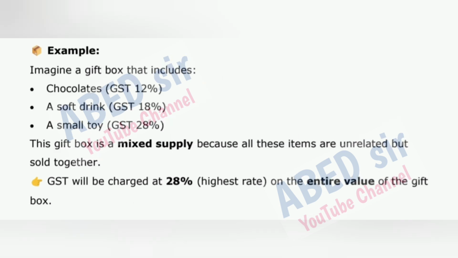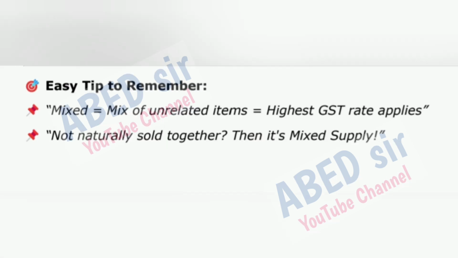Example: imagine a gift box that includes chocolate, GST 12%, a soft drink, GST 18%, a small toy, GST 28%. This gift box is a mixed supply because all these items are unrelated but sold together. GST will be charged at 28%, the highest rate, on the entire value of the gift box. Easy tip to remember: mixed = mix of unrelated items = highest GST rate applies. Not naturally sold together? Then it's mixed supply.